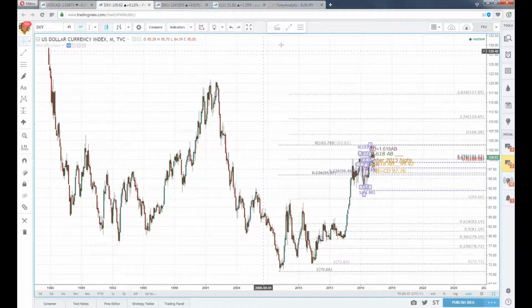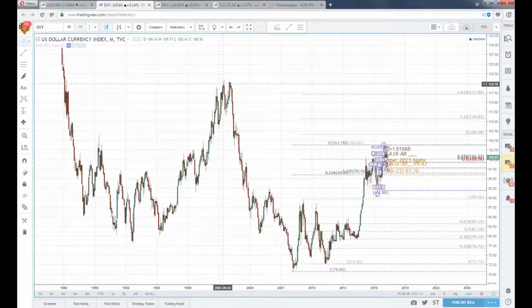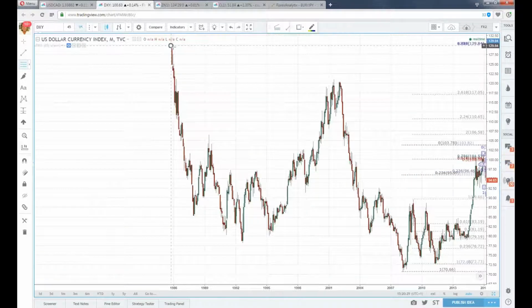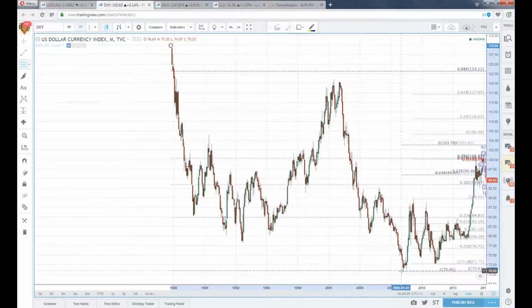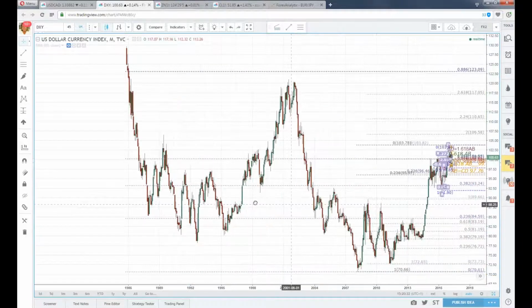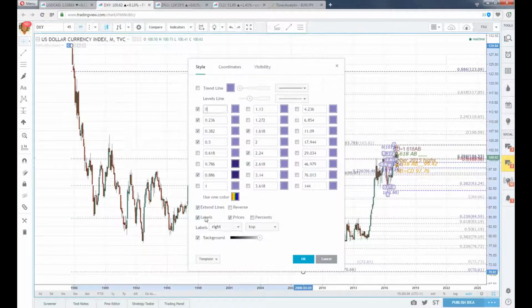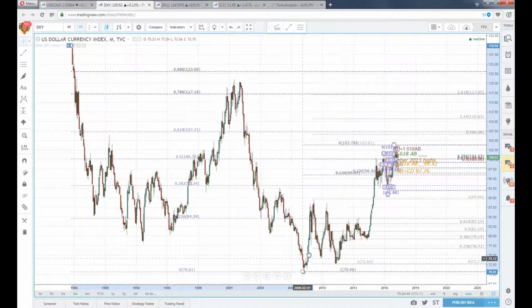So if I put fibs on this, this is what I'm looking at. That rally in 2001 was 78.6, and this could be 78.6. What I'm actually looking at is 618, because we've gone through the 50.